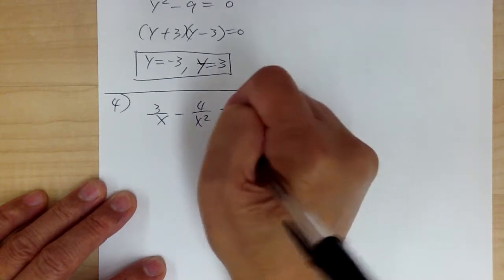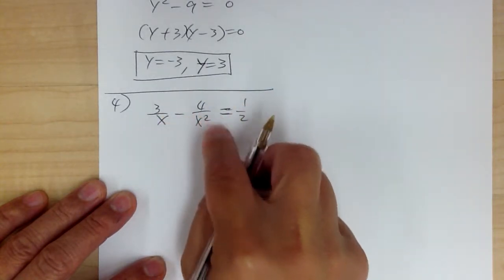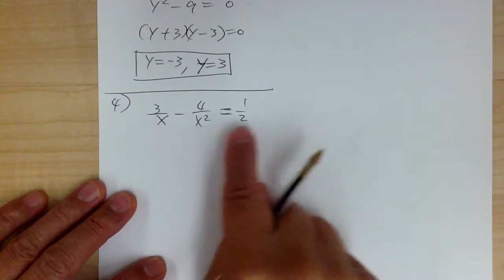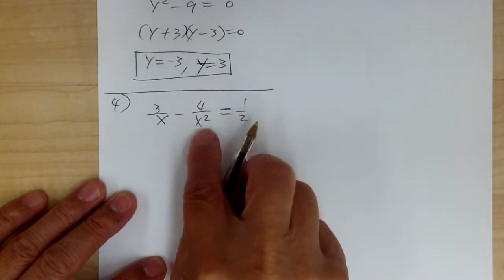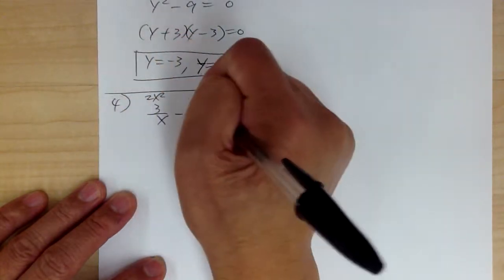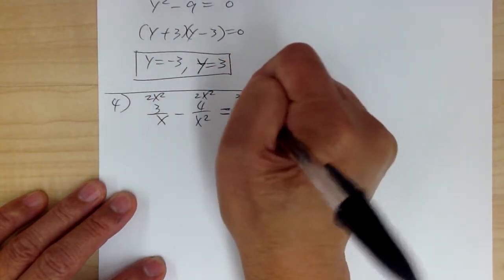Okay, so number 4, you have 3 over x minus 4 over x squared minus 1/2 equal to 1/2. So 3 over x minus 4 over x squared equal to 1/2. Your common denominator is 2. The number is 2, the variable is x squared. So you need to multiply by 2x squared on each term.